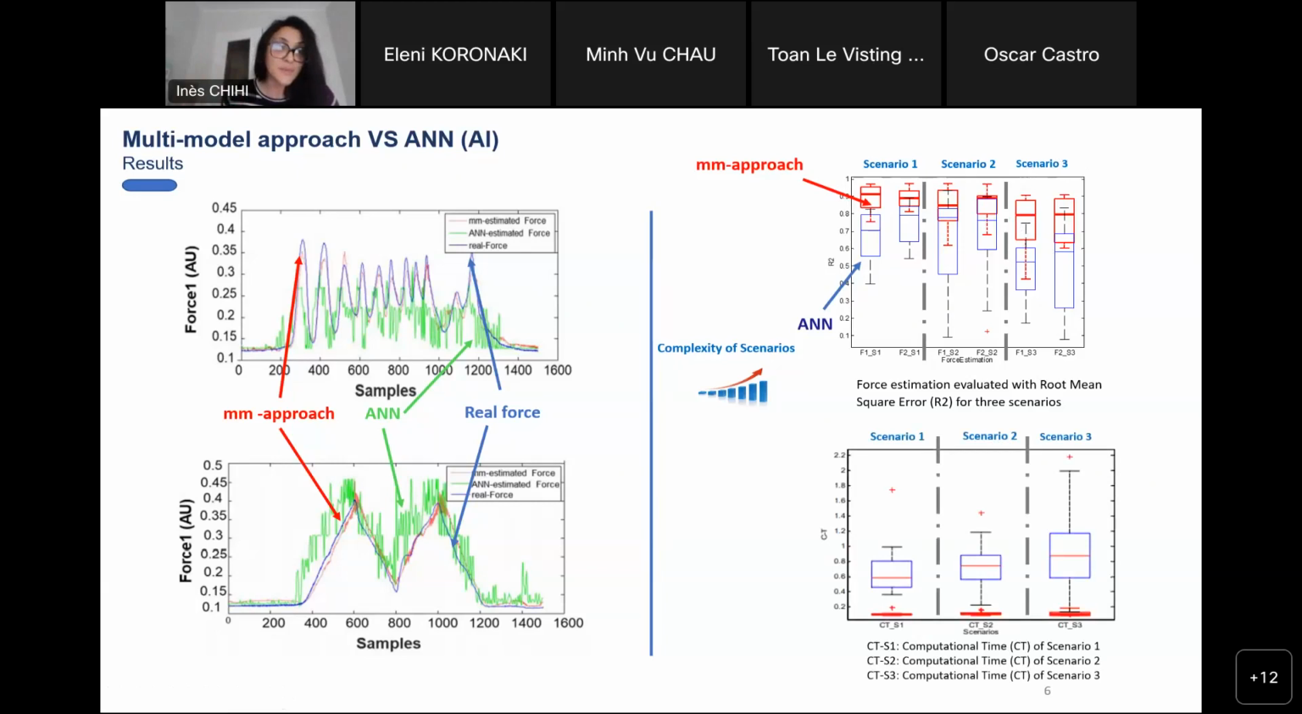The second very important point is the computational time. For scenarios 1, 2, and 3, the ANN approach shows very high computational time compared to the multimodal approach. The multimodal approach offers a very constant computational time, which is very important because in machine learning we need a lot of time for the proposed models to predict or forecast something.